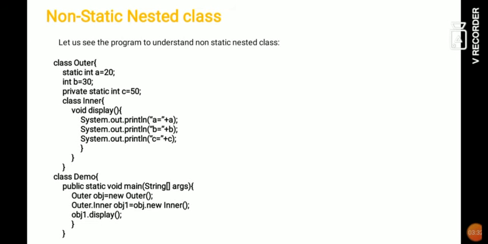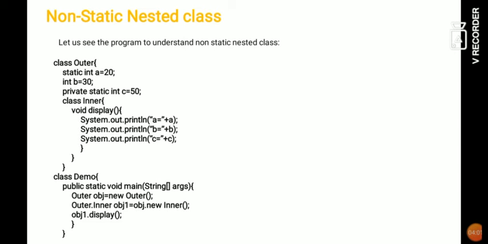The same example here. In the non-static nested class, our inner class is not declared or defined using the keyword static. So it can have accessibility to the static variables as well as non-static variables. You can observe here, b is a non-static variable, and in the display method of the inner class, I'm trying to print the value of b also.